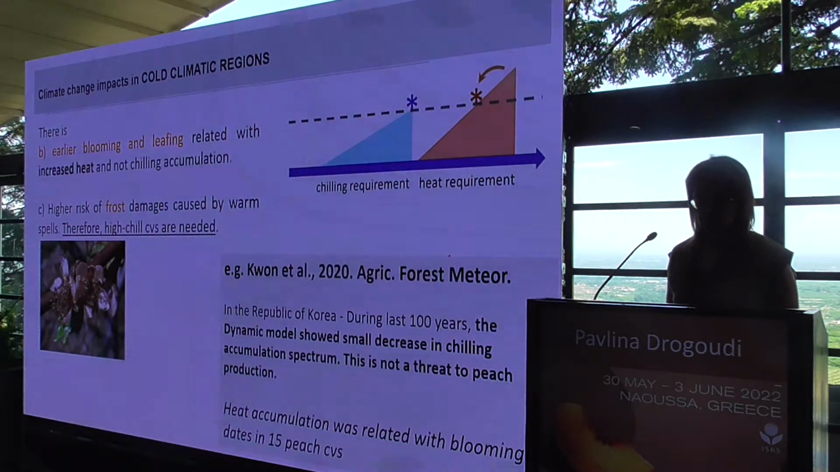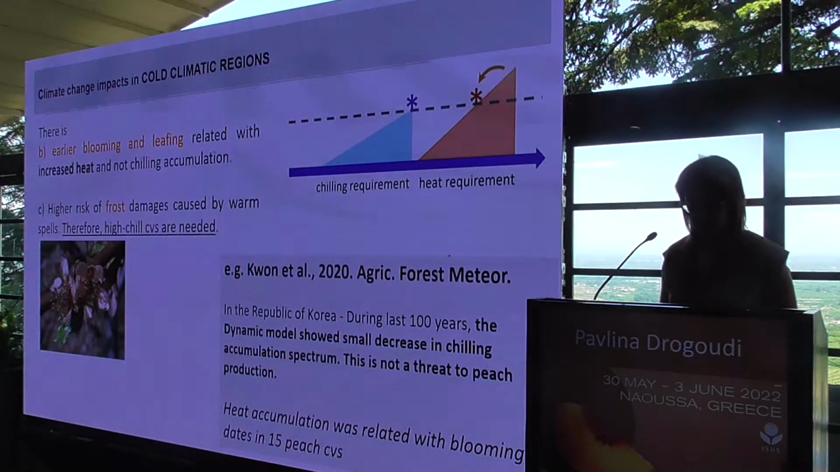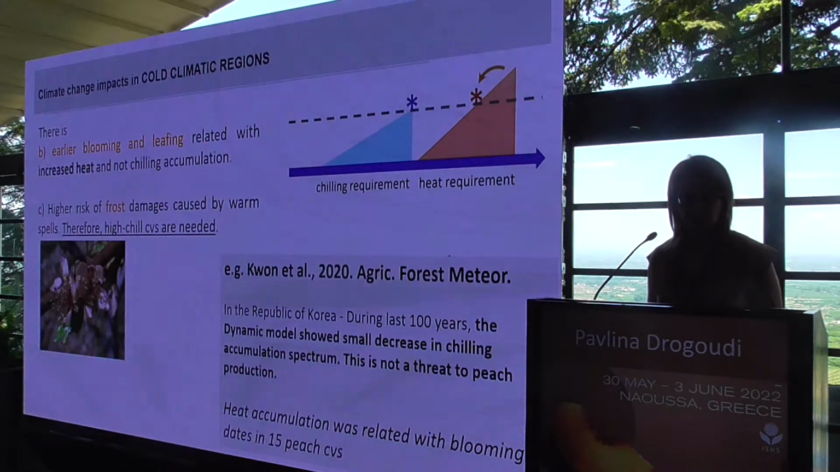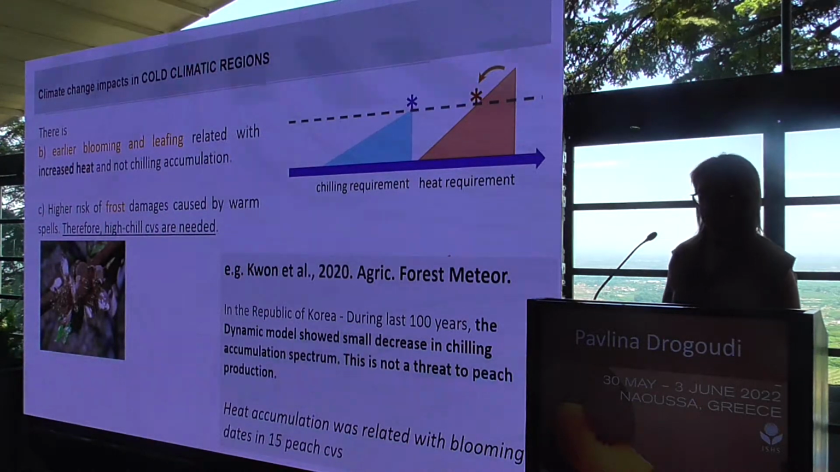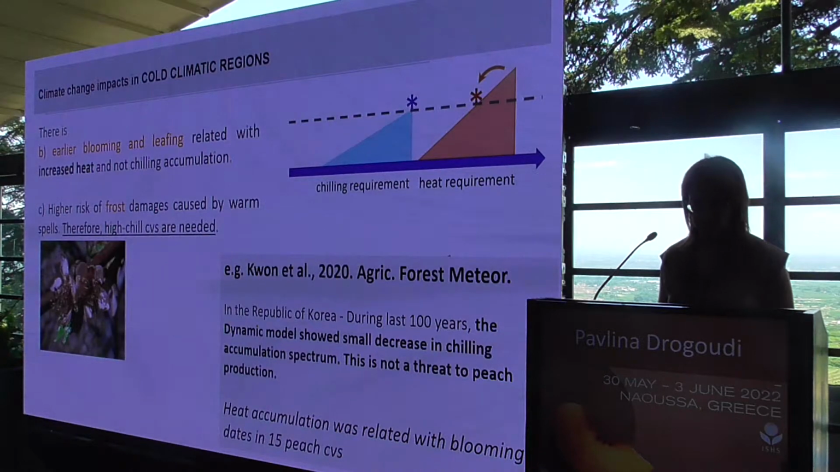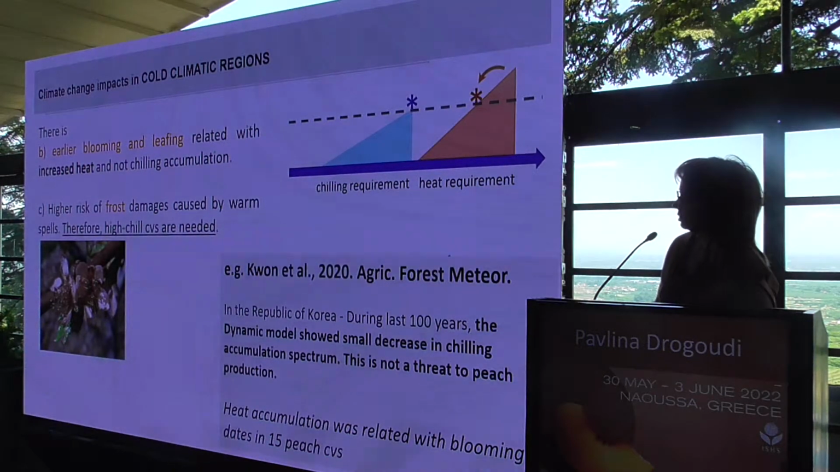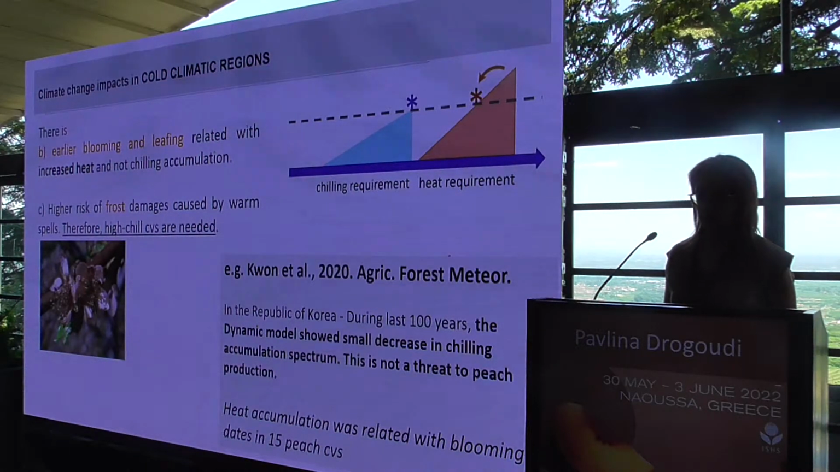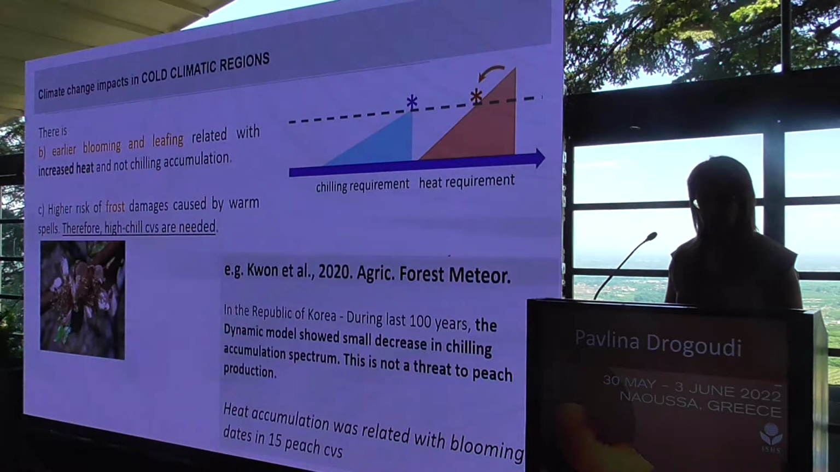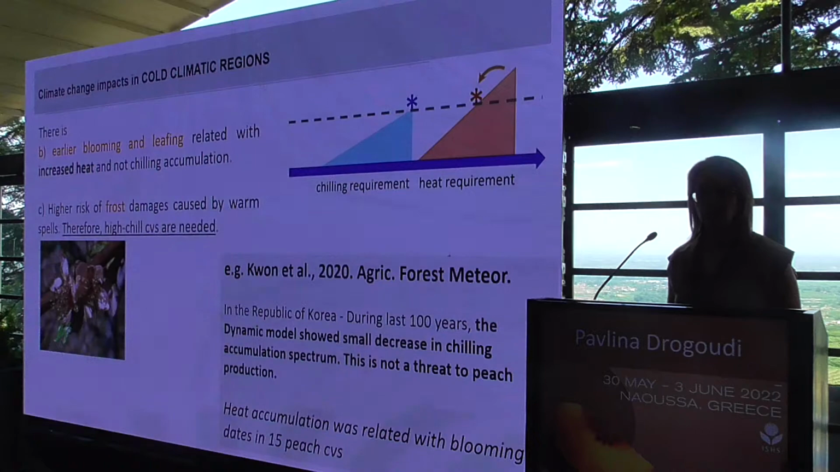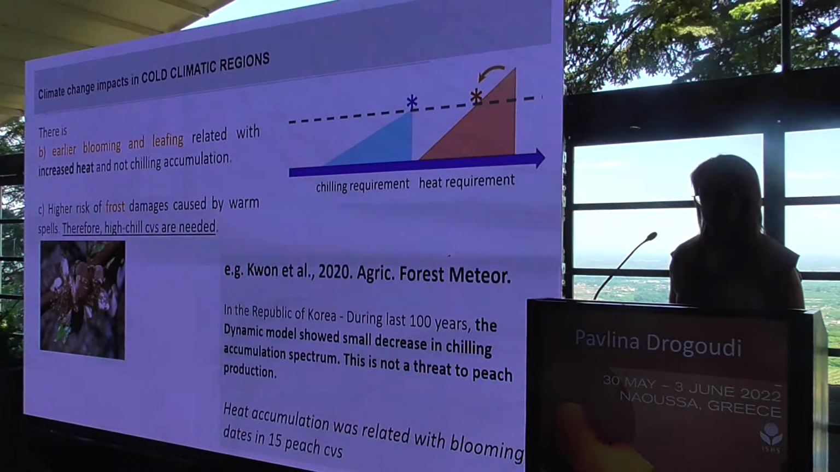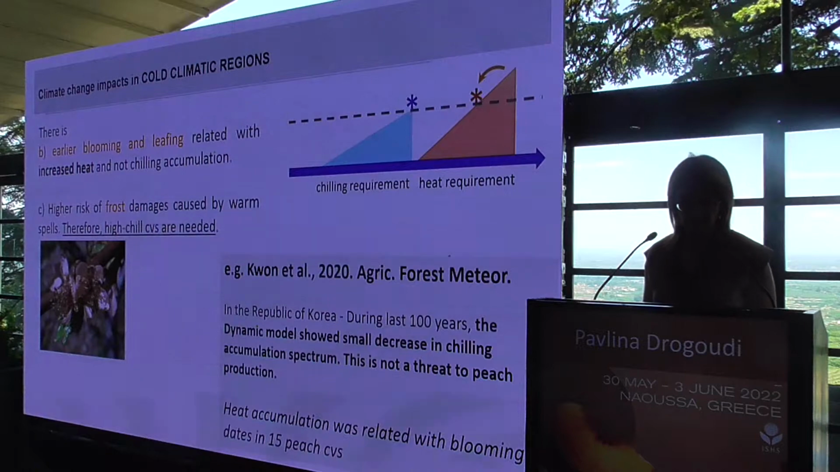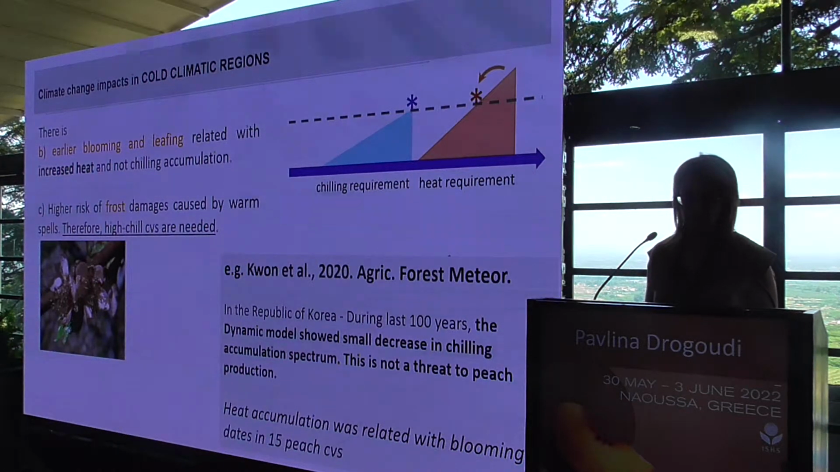The earlier blooming, however, is related to a higher risk of frost damage caused by warm spells. Therefore, cultivars with high chilling requirements and high heat requirements are needed, which I will explain later. Here is an example of a study from 2020 in the Republic of Korea, a cooler area, where heat accumulation was related to blooming days over a long period in 15 peach cultivars, and they concluded that chilling is not a threat to peach production in this cooler region.